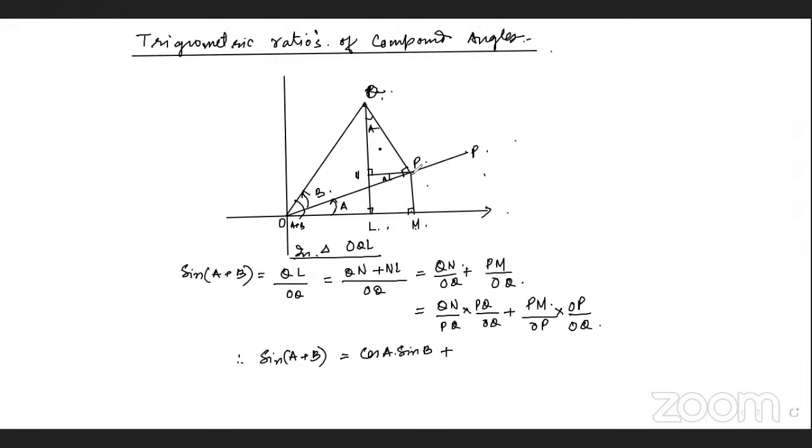plus PM upon OP, which triangle is this? OPM, and that is PM upon OP, perpendicular upon hypotenuse, that's equal to sin A, into OP upon OQ, base upon hypotenuse, that's equal to cos B. So therefore, the first identity, the first trigonometric ratio of the compound angle, sine of A plus B, is equal to sine A cos B plus cos A sin B.